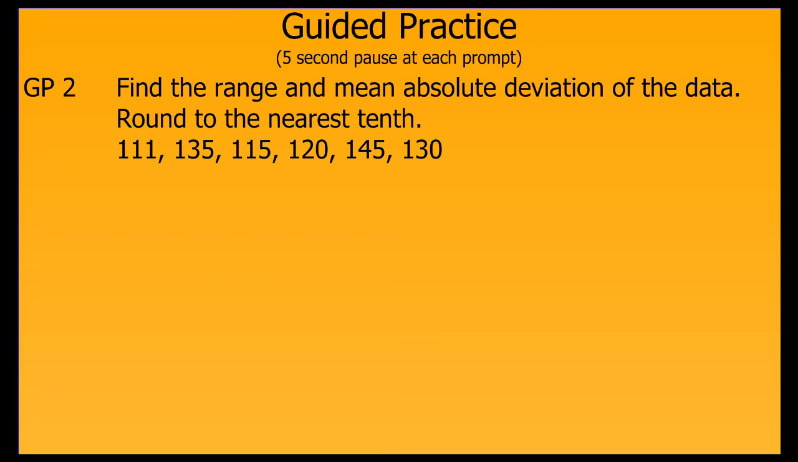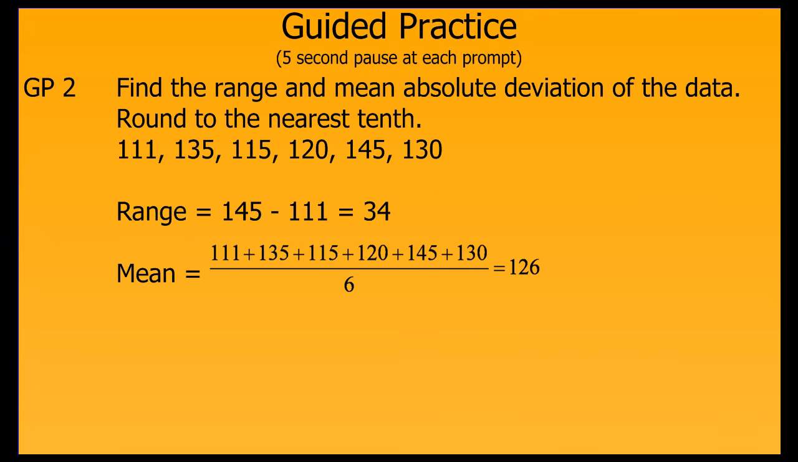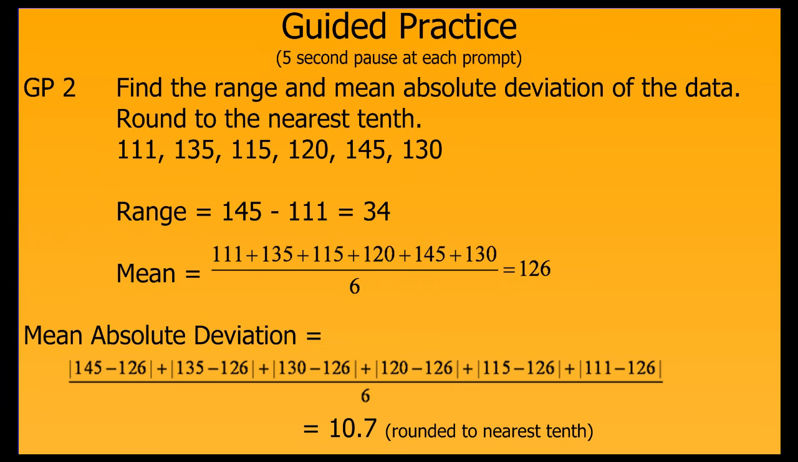Let's try another one. How do we do this one? First, we find the range by subtracting our smallest value from our largest. That gives us a range of 34. Then what? Before we can calculate our mean absolute deviation, we must first calculate our mean. So we add up all of our numbers and divide by 6, which gives us 126. Now what? Now we use our formula for mean absolute deviation, subtracting our mean from each data value, taking the absolute value, adding all those up, and dividing by 6, which gives us 10.7, rounded to the nearest tenth.